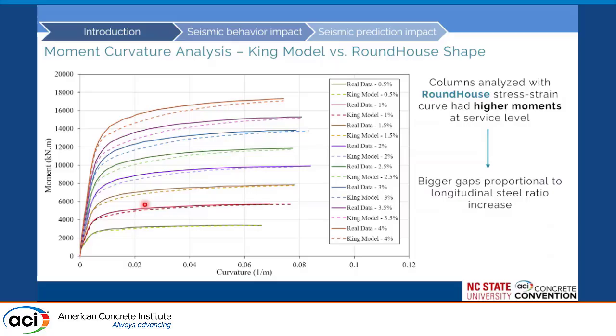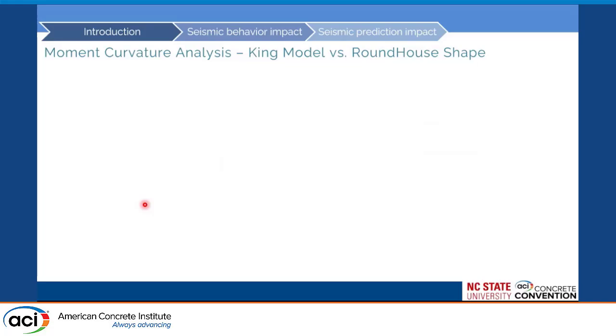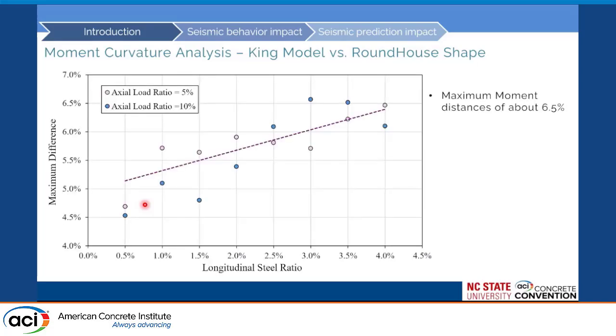So what that is telling us is that when we use a roundhouse curve steel as a longitudinal steel, it doesn't behave exactly the same as the model for T to Y, for example, in our design provisions. In order to evaluate the results, I calculated the maximum difference for each one of those combinations. As you can see, the moment differences for the service level were a maximum of 6.6% of the maximum value of moment at that point. We noticed that there is a direct correlation with longitudinal steel ratio, but there is no impact of axial load ratio in this behavior.